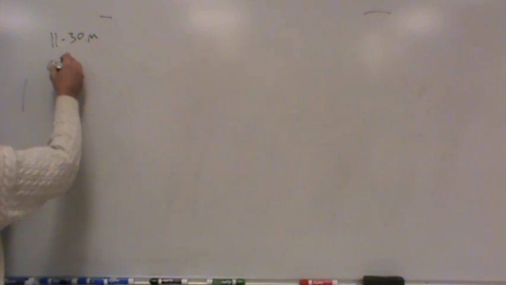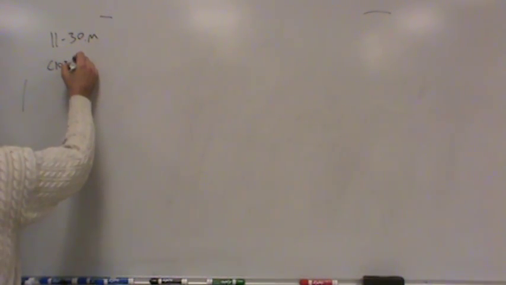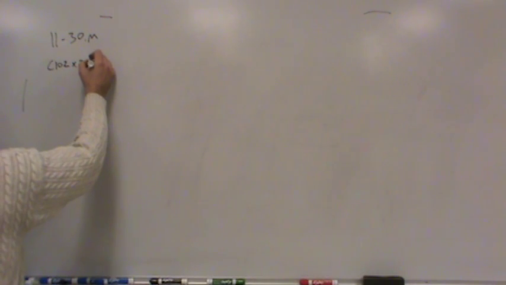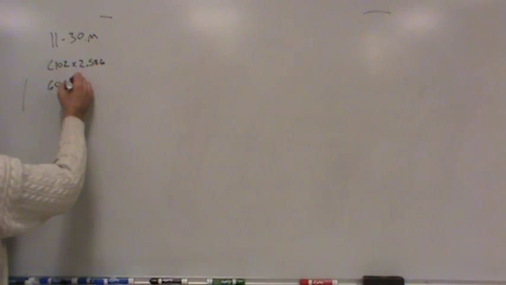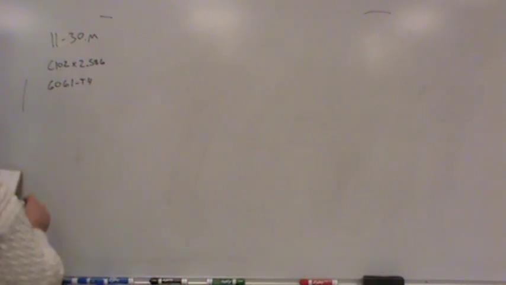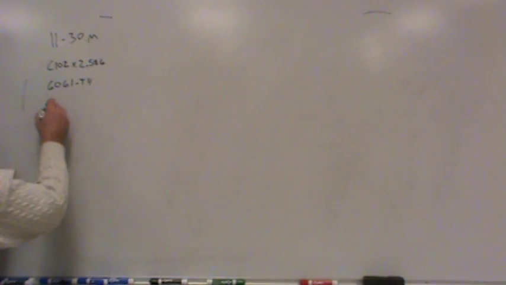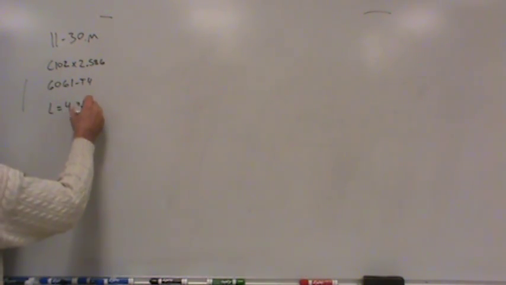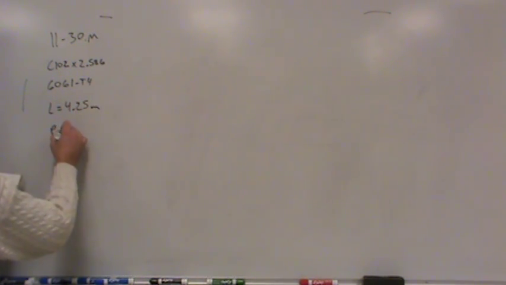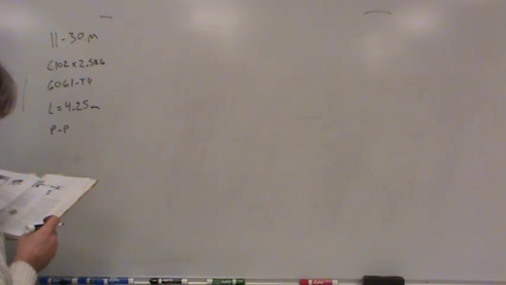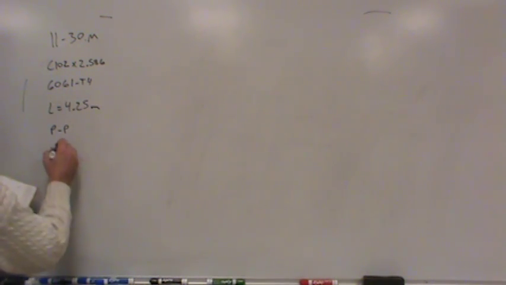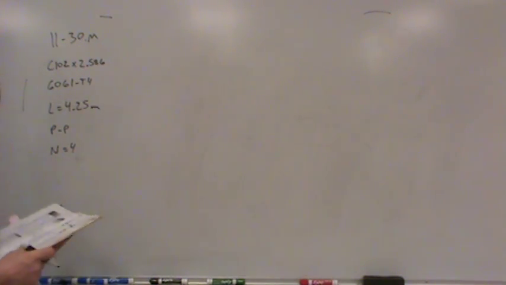All right, let's see. It's a C102 by 2.586. It's 6061-T4. And let's see, what else? Length, 4.25 meters, and it's pinned. Let's see, design factor N is 4.